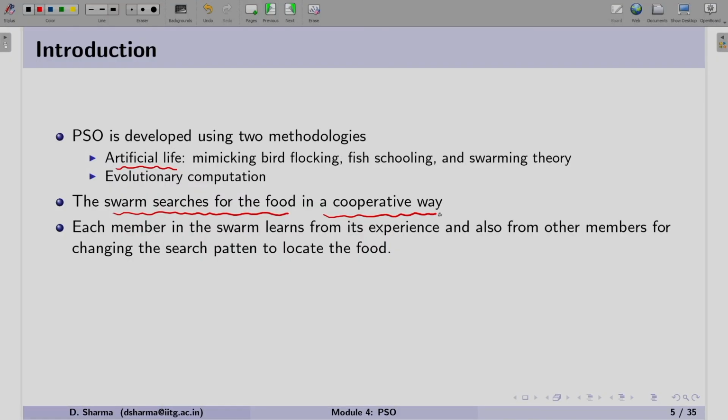While doing this process, each member in PSO learns from its own experience and also from other members, changing the search pattern to locate the food. This is important because, when we talk about swarm theory, when one particle moves from its current position to another position, let us assume it started from some position and after say 10 generations it reached another position.